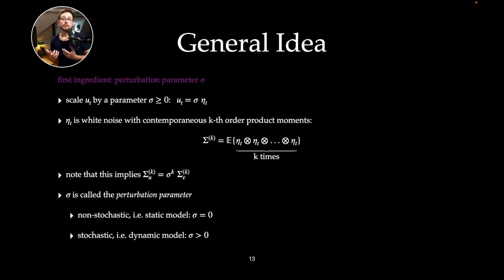Now in Dynare, we assume that the error terms u, or the exogenous variables u, are normally distributed. So everything is governed basically by this covariance matrix. But the perturbation approach is more general, so we can also look at higher order moments that are independent of that covariance matrix. But for the normal distribution, everything is basically based on the covariance matrix because we assume zero mean shocks.